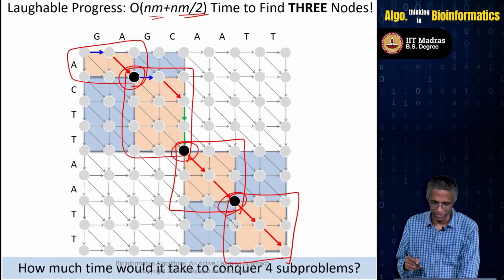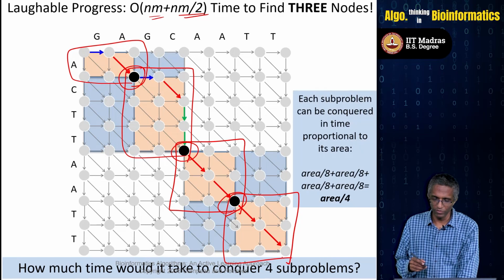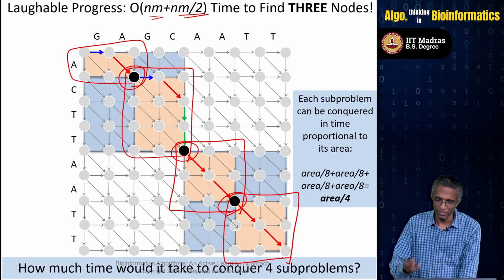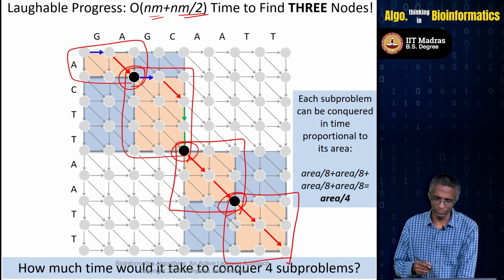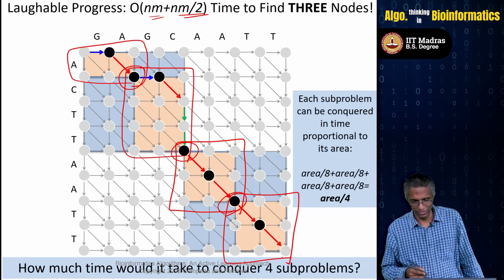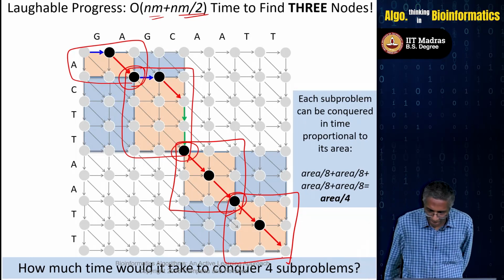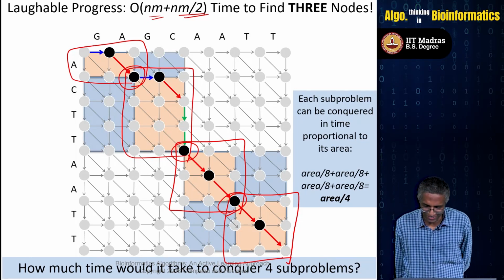in the worst case. So then you have these subproblems, and all of them are of area over 8, and times 4 is going to be area. Actually, let's see. Yeah, 4 times area over 8 will be area over 2, right? How come they say it's area over 4? Okay, some other typo here.